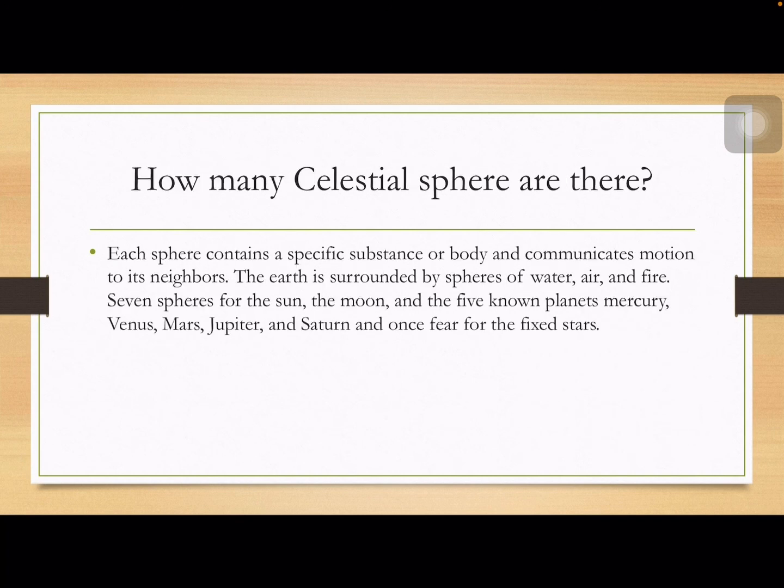How many celestial spheres are there? Each sphere contains a specific substance or body and communicates motion to its neighbors. The Earth is surrounded by spheres of water, air, and fire. 7 spheres for the Sun, the Moon, and 5 known planets: Mercury, Venus, Mars, Jupiter, and Saturn, and 1 sphere for the fixed stars.